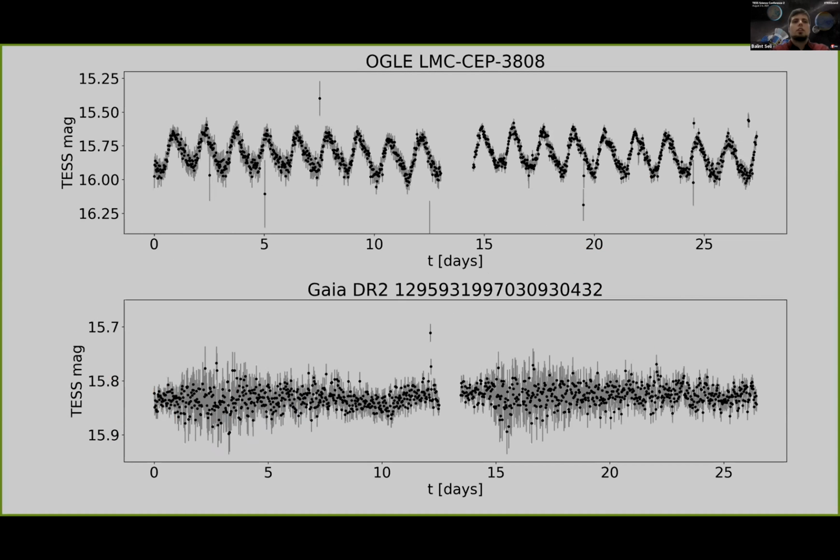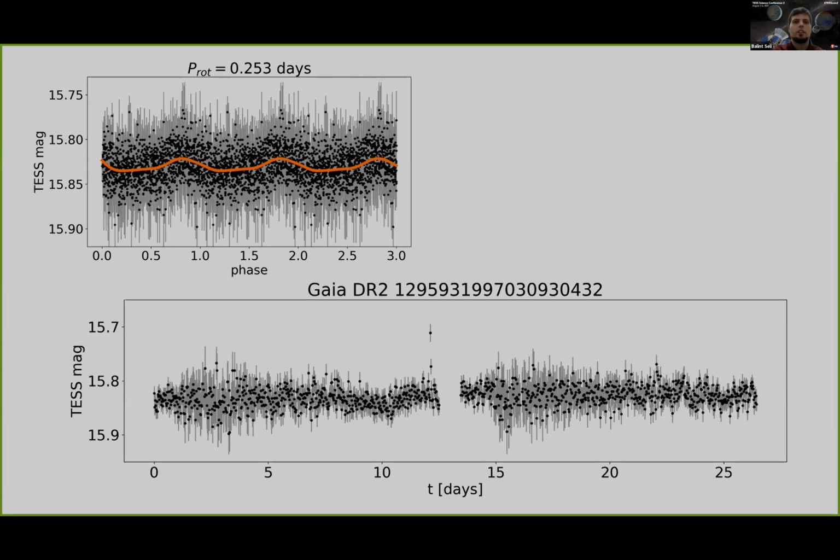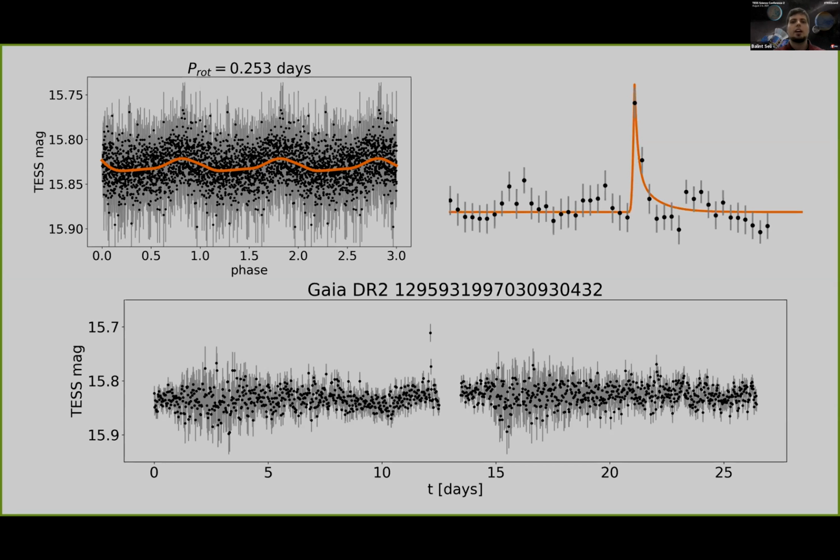As an illustration, here are two stars with similar brightness. On the upper panel, you can see a Cepheid from the Large Magellanic Cloud, and while it's an extragalactic variable, you can clearly see its pulsation, even with the 10 centimeter TESS. On the lower panel, you can see one of our targets, and the light curve looks like a noisy mess. However, if you do a careful period analysis, you can uncover its rotational signal, and you can also identify a possible stellar flare just in the middle. So this is what we are interested in this study.